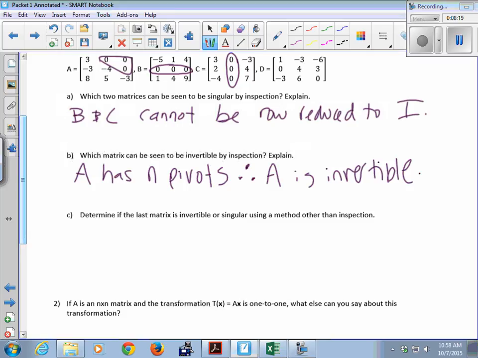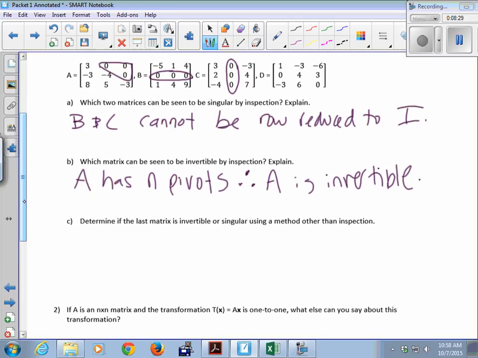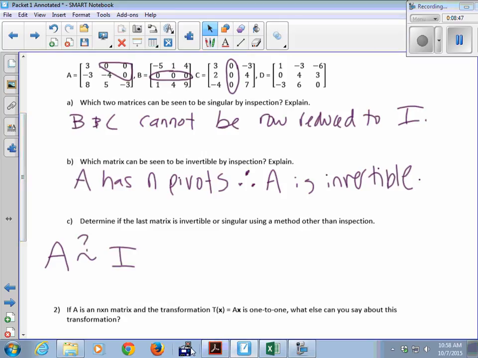Okay, now we've got one more matrix, D. We have to figure out if it is invertible or singular. Yeah, so we don't even need to augment it. We'll just row reduce it. If you get the identity, it's invertible. Yeah. So we need to check, is D row equivalent to the identity? So I'm going to use my calculator to do it quickly. Sorry, not A, D. I'm testing D here.